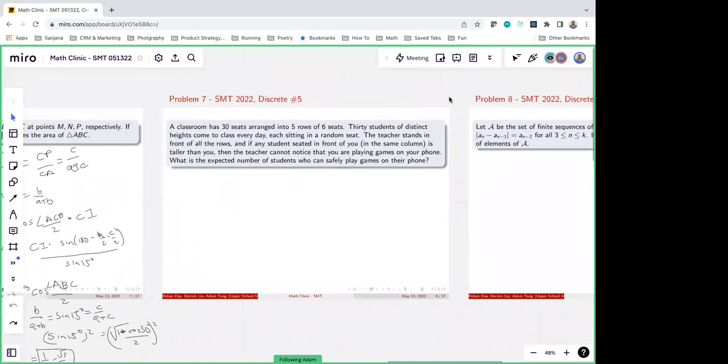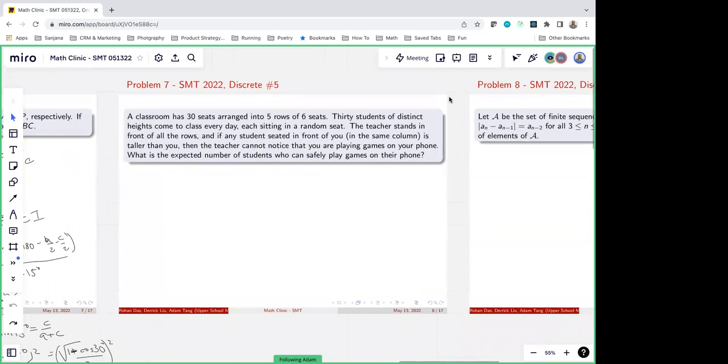This is problem 5. We have a classroom. Let's draw it real quick. It has 5 rows of 6 seats. You can also think of this as 6 columns of 5 seats, which will maybe be more convenient in this case. Anyway, we have 30 students, all different heights, and we're asked how many students we expect to be shorter than at least one person in front of them.